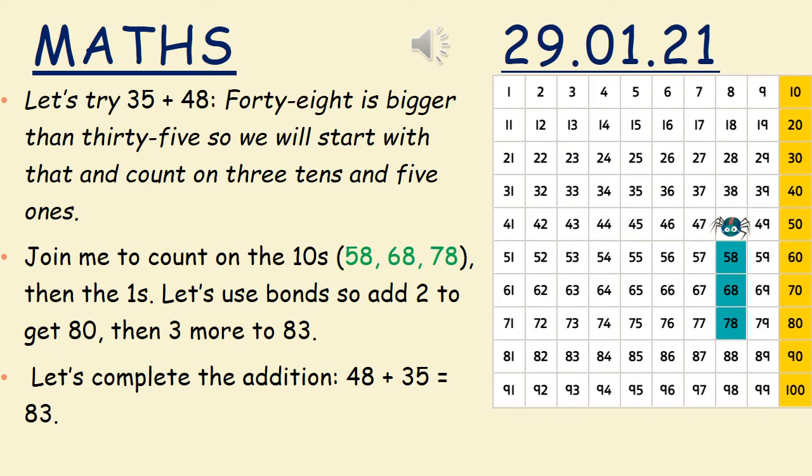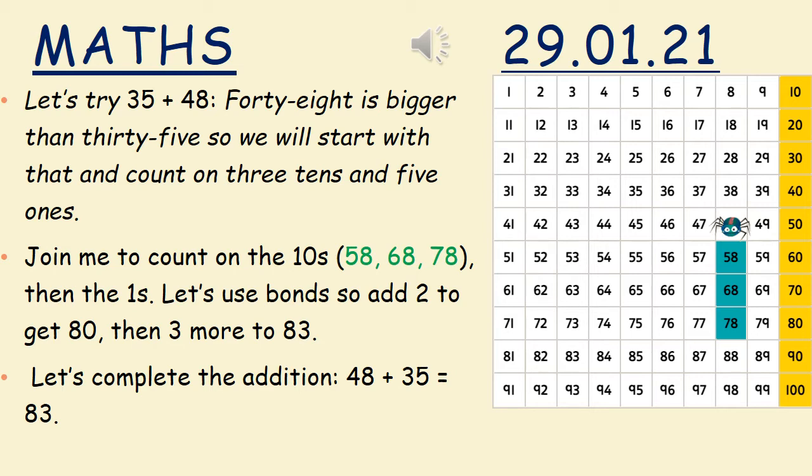Let's try 35 plus 48. 48 is bigger than 35, so we will start with that and count on 3 tens and 5 ones. Have a look at the 100 square. I want you to join me to count on the tens. 58, 68, 78.